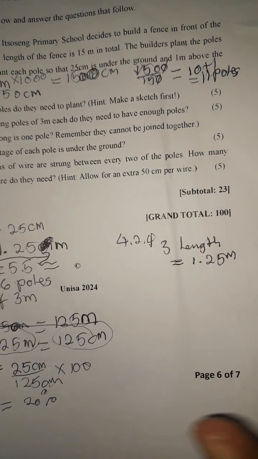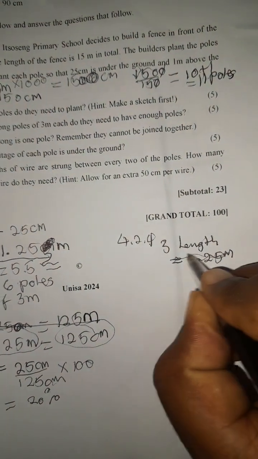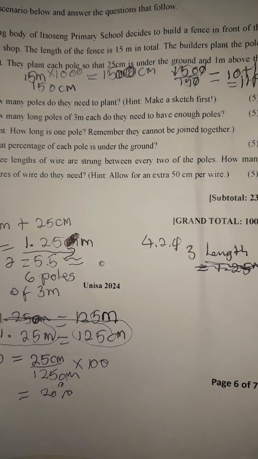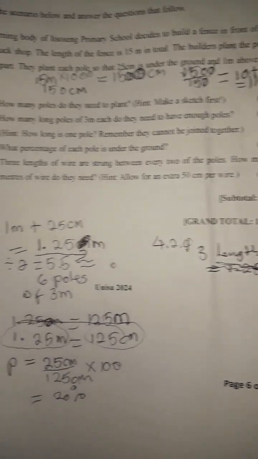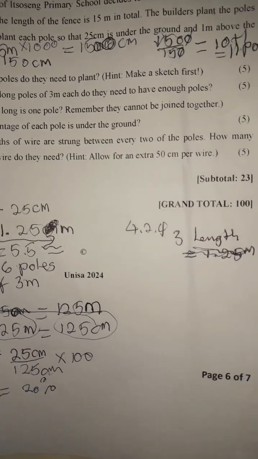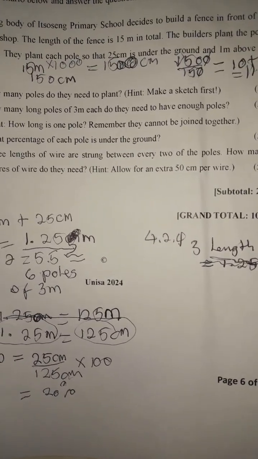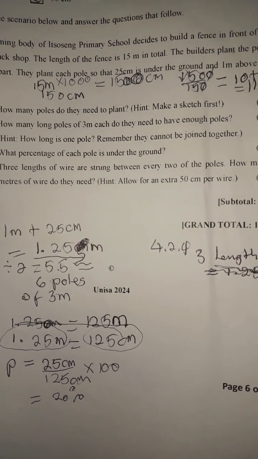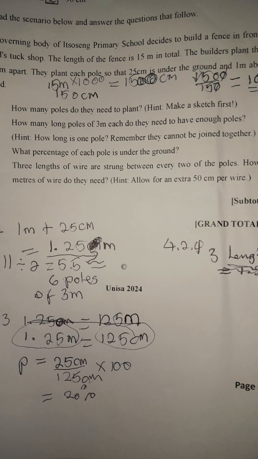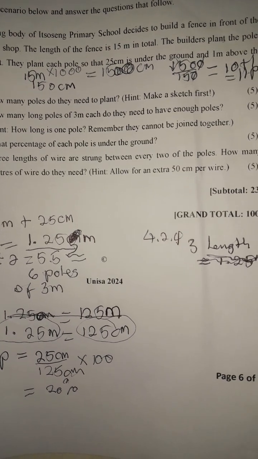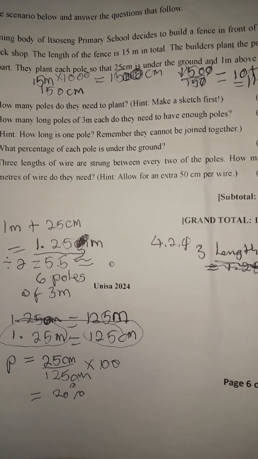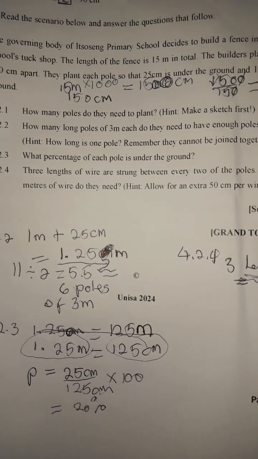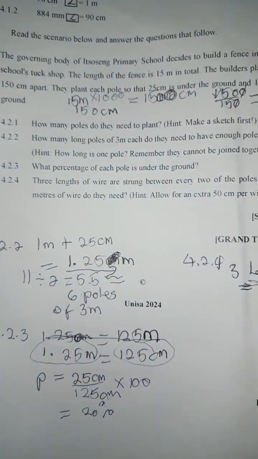3 lengths of wire, let me just go there again. 3 lengths of wire strung between every 2 of the poles. How many meters of wire do they need? So secondly, for us to answer this question correctly, we need to find what is the distance between 2 poles. Ask yourself, what is the distance between 2 poles? We did learn that it was 150 centimeter apart.